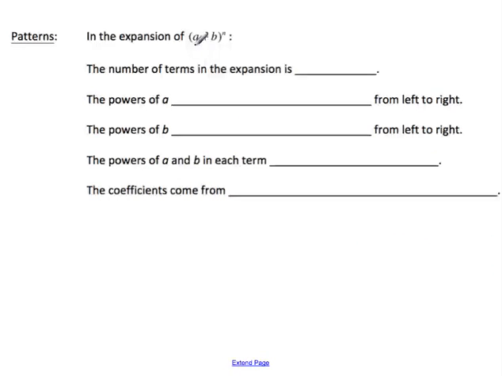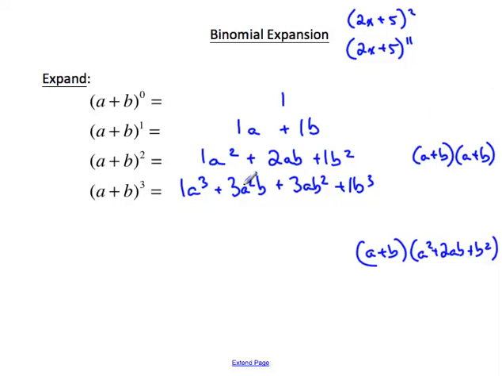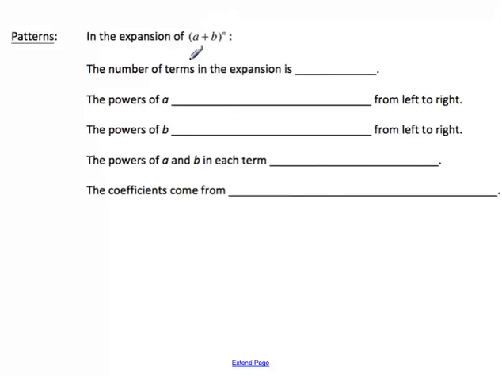In the expansion of a plus b to the power of n, so now the exponent is a variable, the number of terms in the expansion, if we look back here, is related to the exponent. Here where that's a 0, we have 1 term in the expansion. Here where it's a 1, we have 2 terms in the expansion. When we get up to 3, there's 4 terms in the expansion. So if that's an n, the number of terms in the expansion is just 1 more than that.